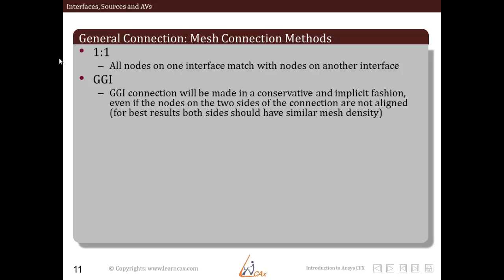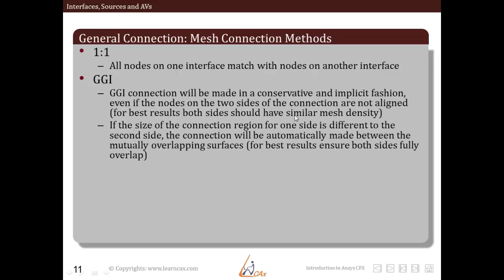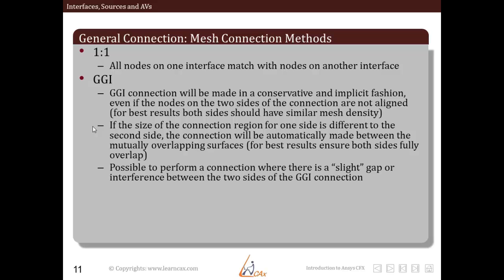So this is the GGI interface. When it is used, it basically interpolates the mesh from one side to the other side, and it can be applied when there are non-conformal meshes also. Now if the size of the connection region for one side is different from the second side, the connection will be automatically made between the overlapping surfaces, and for best results we have to ensure that both sides fully overlap. So that is an important consideration that should be used if we want the best possible outcome of the GGI mesh connection method.